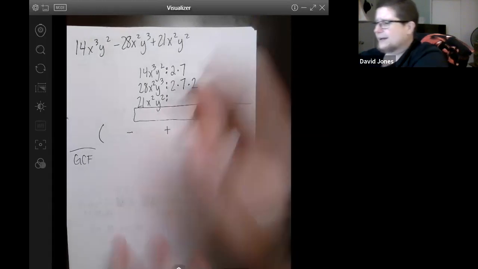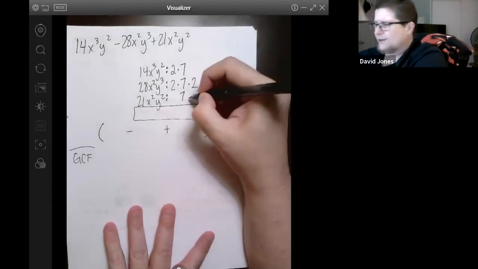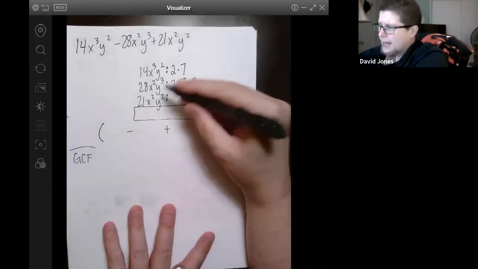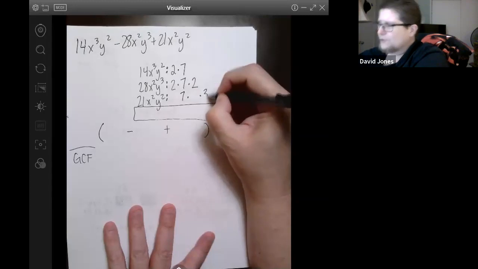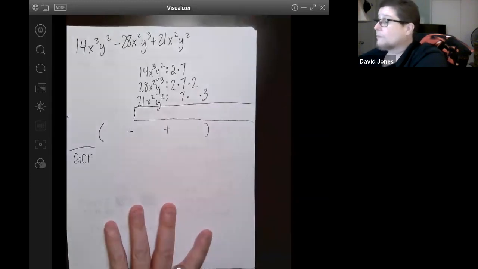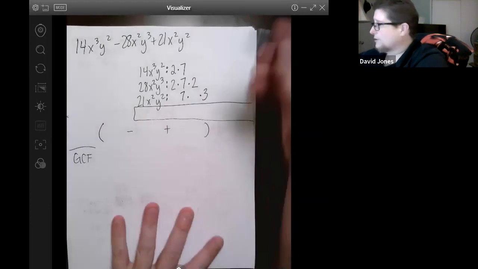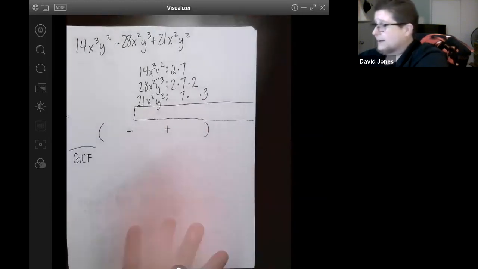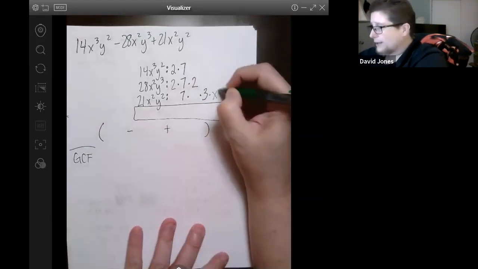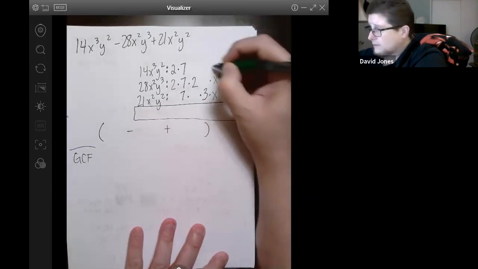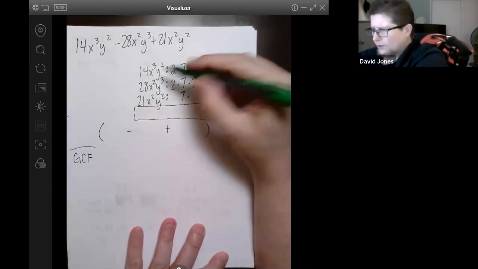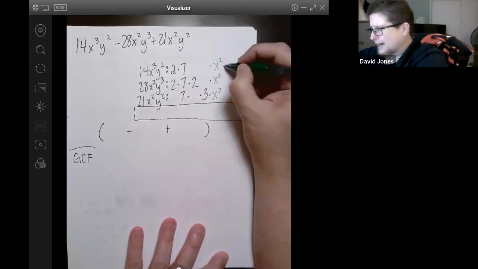21 is 7 times 3. I've got a column for the 7, I'll put it there. And I don't have a column for the 3, so I'll make a new column for the 3s. Now I'll look at the x's. The one that has the smallest exponent is x squared. So I'll use that. Each of these has an x squared in it. And it looks like the top one has an extra x.